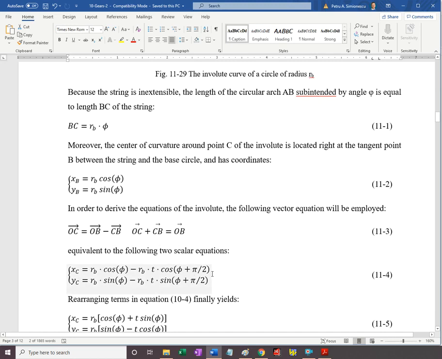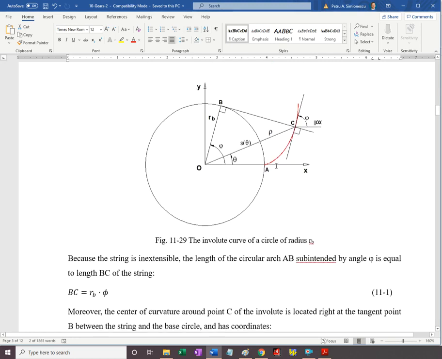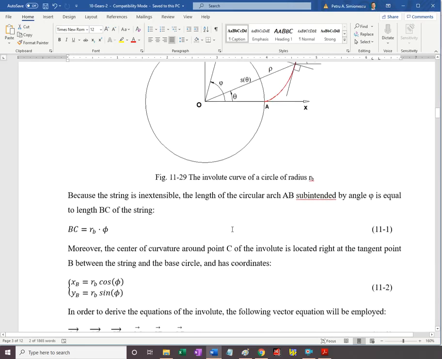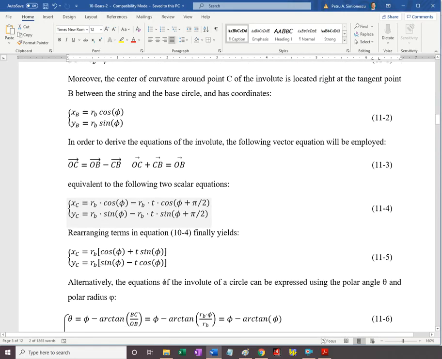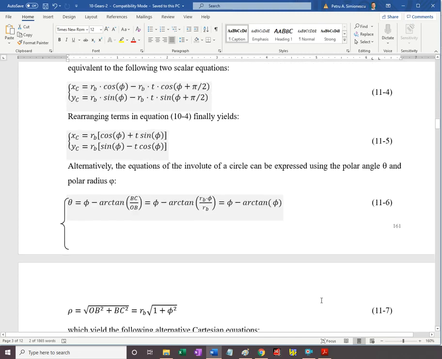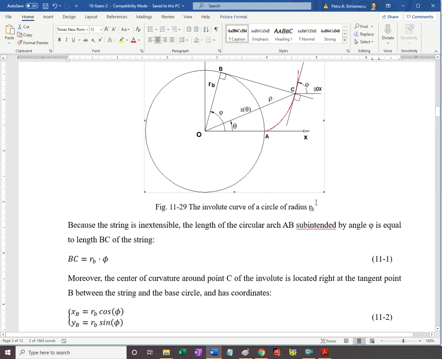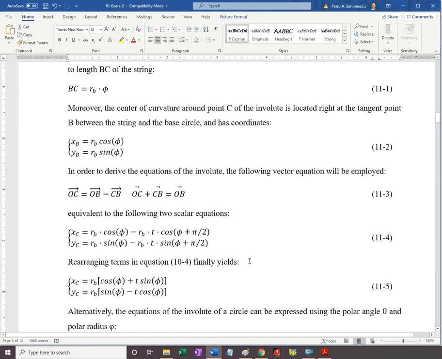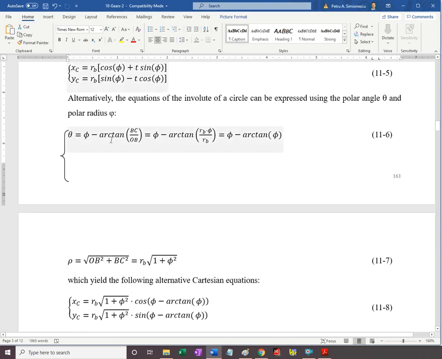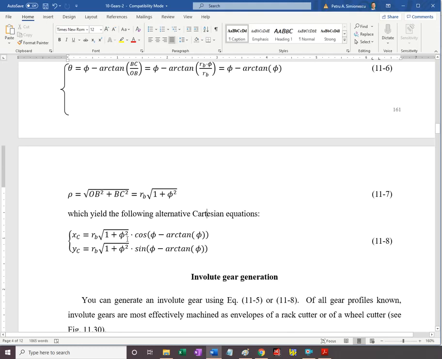vector equations, we can derive the parametric as well as the Cartesian equations of the involute, and they are explained here in my notes. I do have an issue with moving to the new equation system of Word. Anyway, so these are the polar equations, the two equations for the involute, and these are the equivalent Cartesian equations for the involute curve.